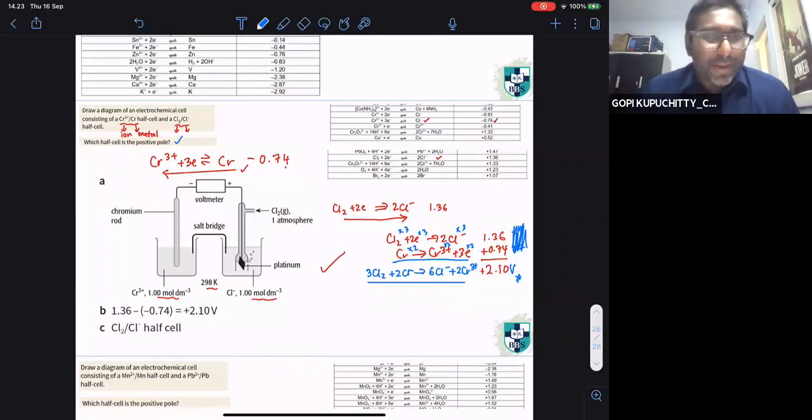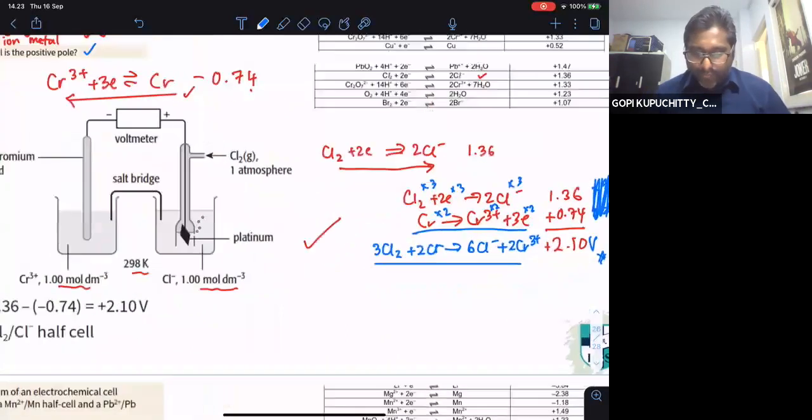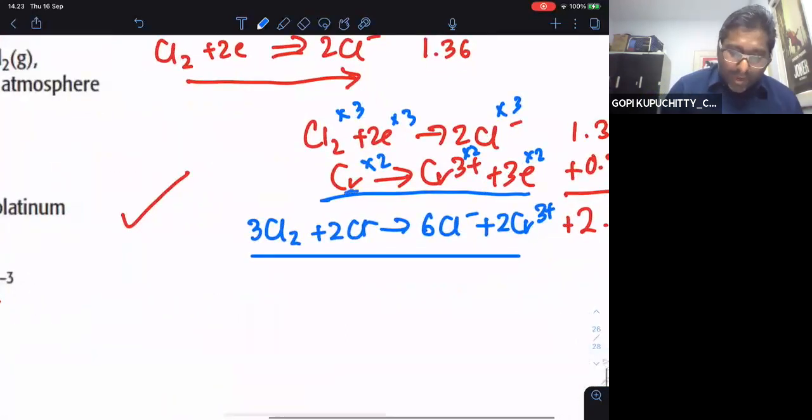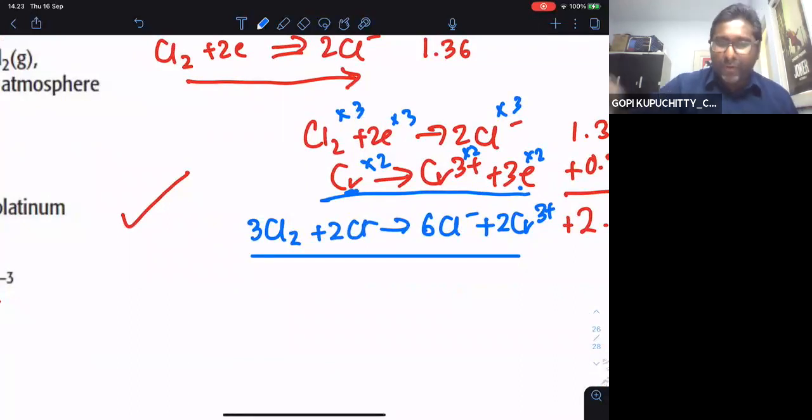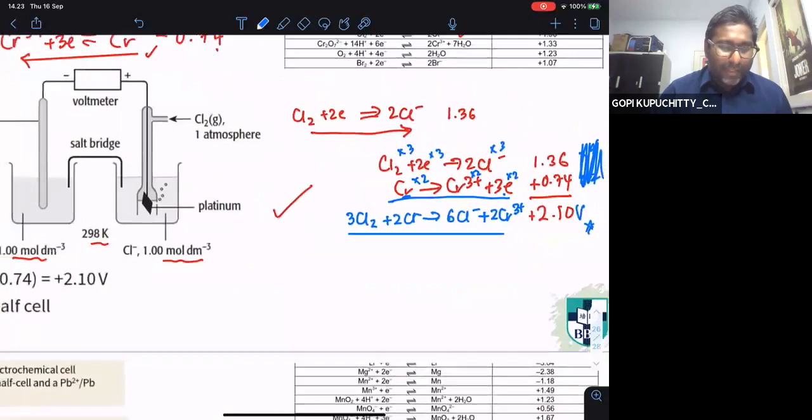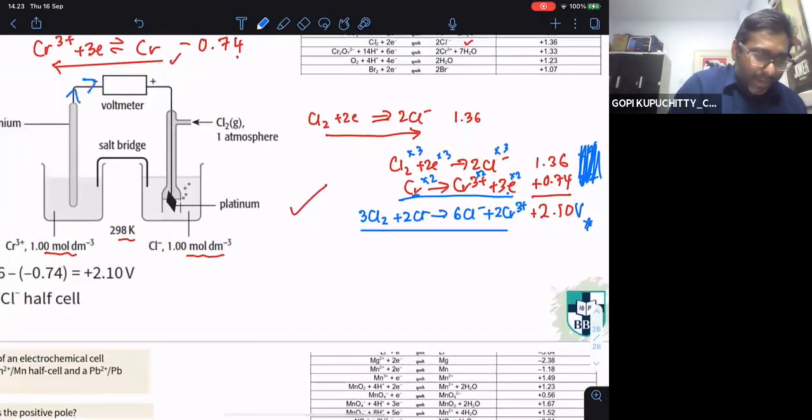Okay, sorry. I will continue again. How do you identify the positive terminal? Quite simple. You see here, Cr is the one that will lose electrons, will give out the electrons. So Cr is the one that will give out the electrons. Electrons will move from here to here. This is the negative terminal. This is the positive terminal.